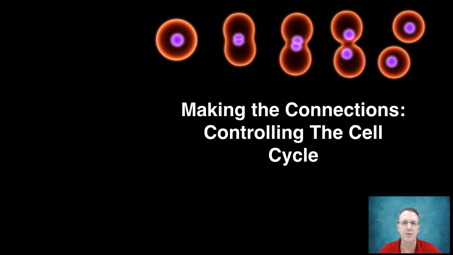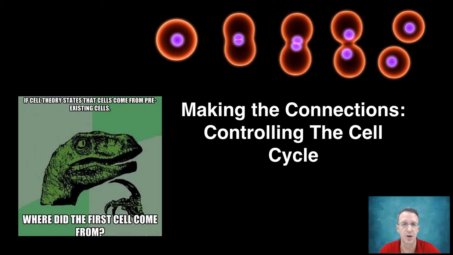So one of the main tenets of cell theory states that all cells come from pre-existing cells. In other words, cells divide to form new cells. The next question that inevitably arises is, well, if that's true, where did the first cell come from? And that is a great question.